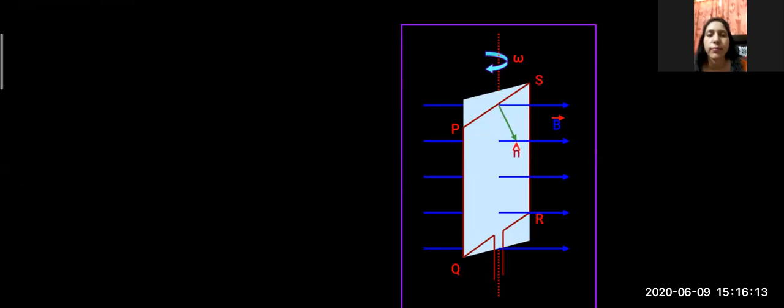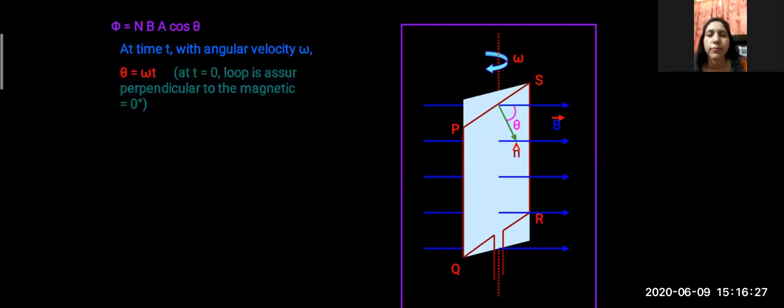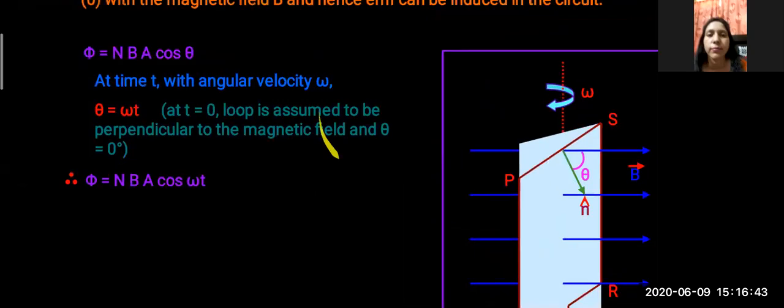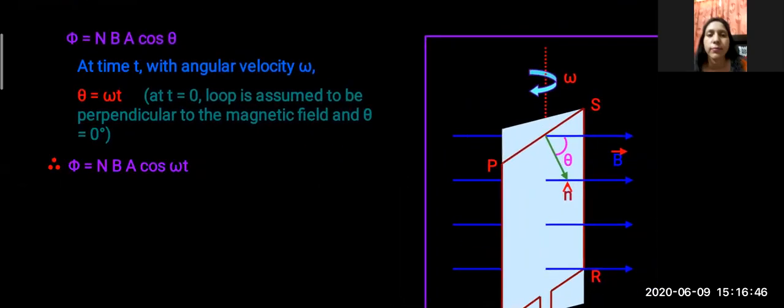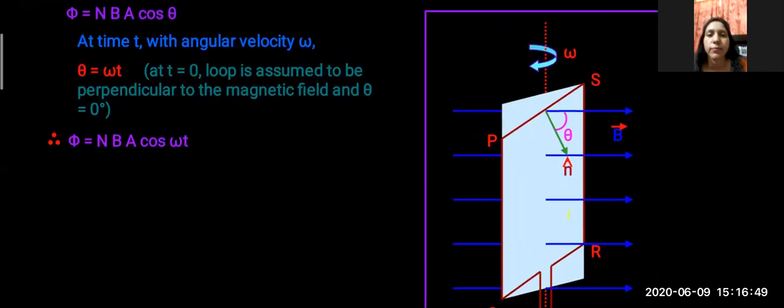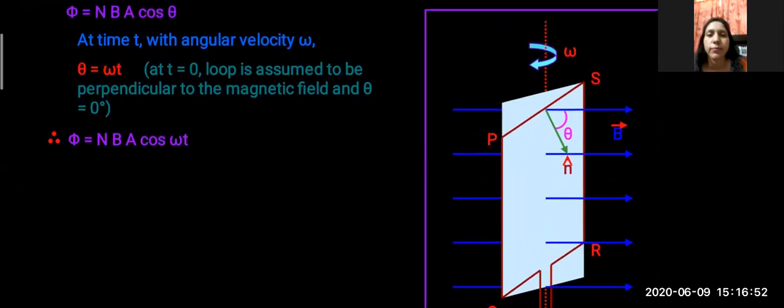Here N is the number of turns, so phi equals NBA cos theta. At time t with angular velocity omega, theta is equal to omega t. At t equal to 0, the loop is assumed to be perpendicular to the magnetic field and theta is 0, as I told you. So we can write phi equal to NBA cos omega t.